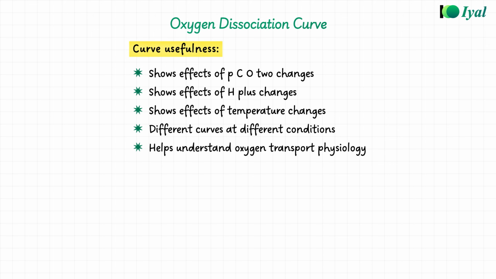The curve shifts right when carbon dioxide is high or temperature is high or pH is low, meaning oxygen is more easily released. The curve shifts left when these conditions reverse, meaning oxygen is held more tightly. This is the basis for understanding respiration adjustments in different body conditions.